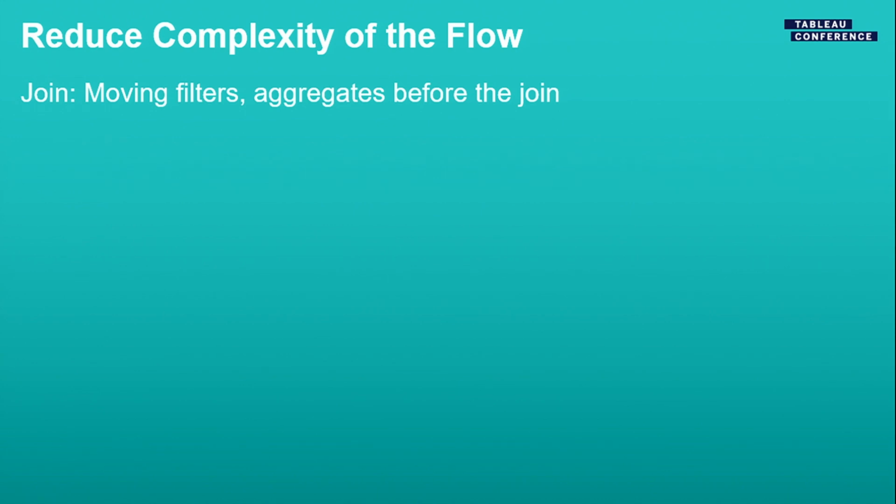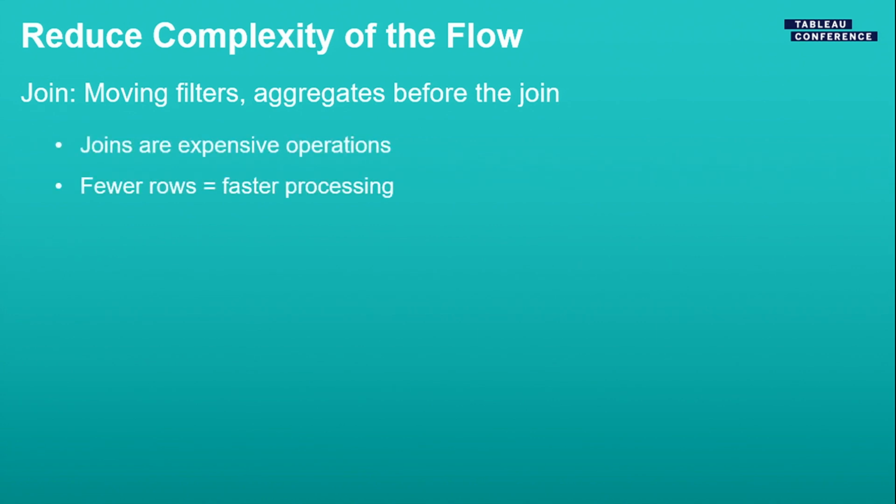As you mentioned, join is the most expensive operation in prep. So moving filters and aggregates before the join, whenever logically possible, should shrink the table and help performance, because fewer rows equals faster processing. So getting stuff out as soon as you can if you know you won't need it later on.